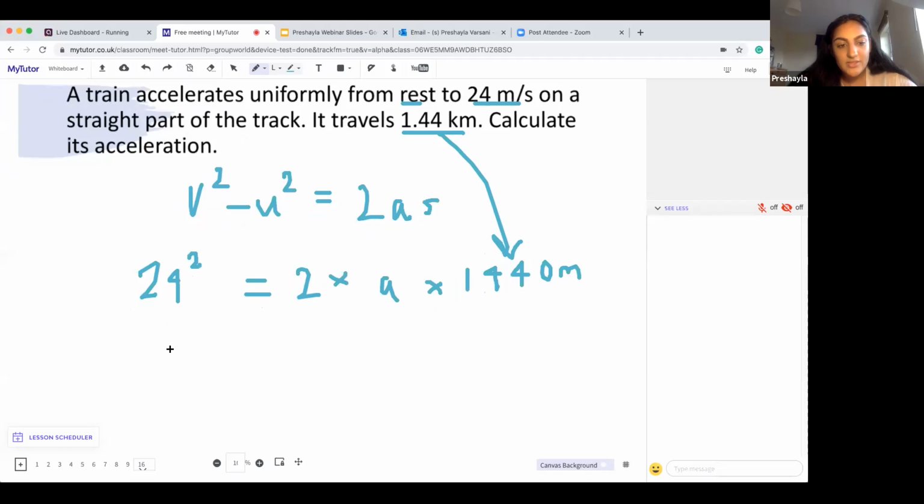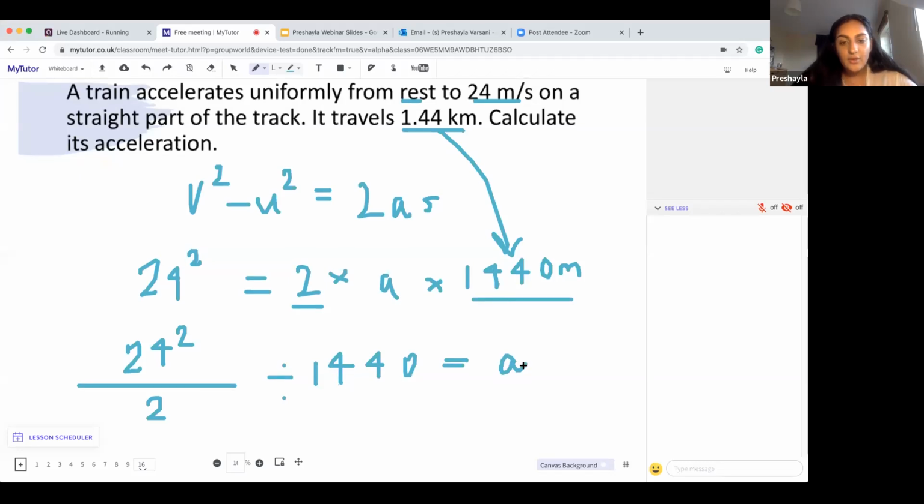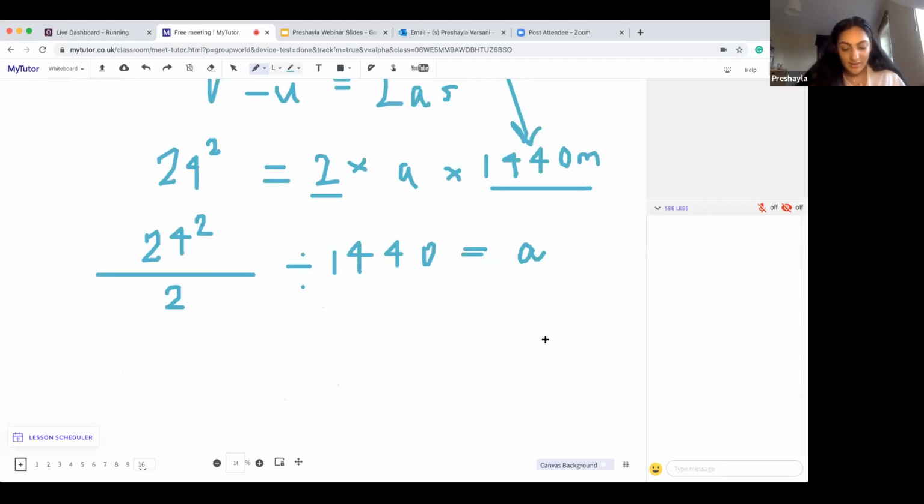Then I can divide both sides by 2 and divide by 1,440. So I've got rid of the 2 on the right hand side, and I've got rid of the 1,440 on the right hand side to be left with a. When I put this all into my calculator, I get a equals 0.2 meters per second squared. Don't worry if this equation is a bit tricky right now. It's got a lot of terms and we'll be working on it some more.